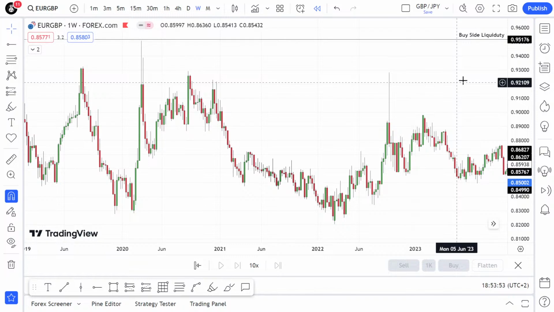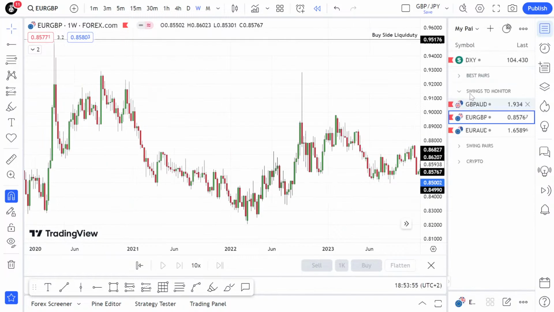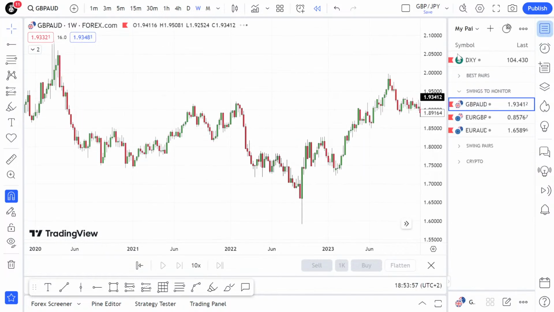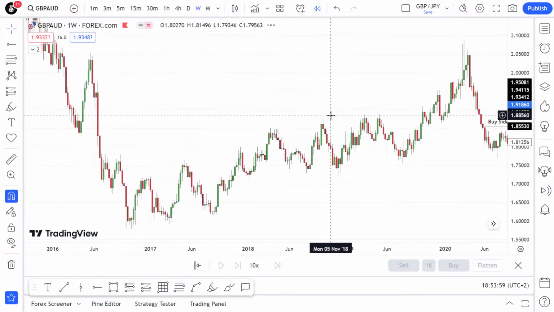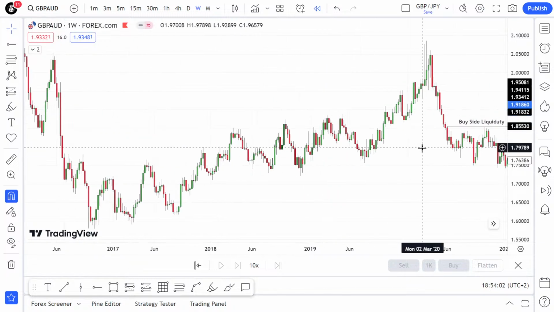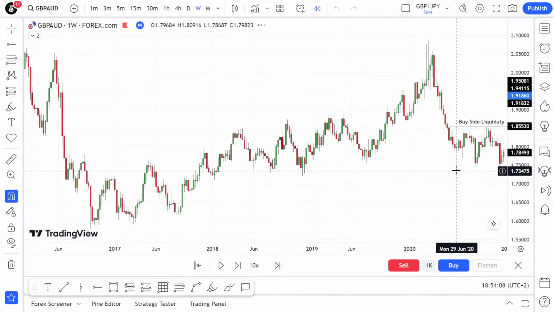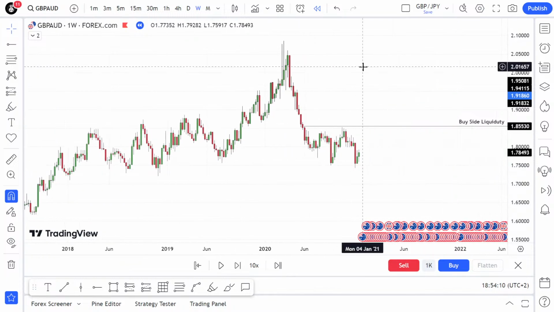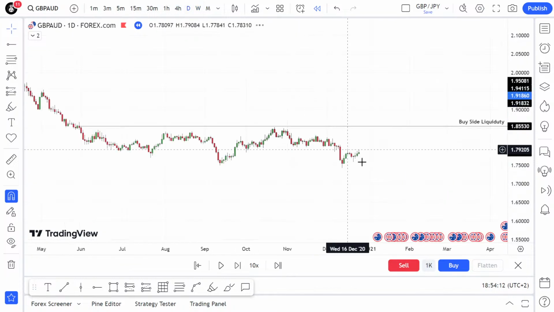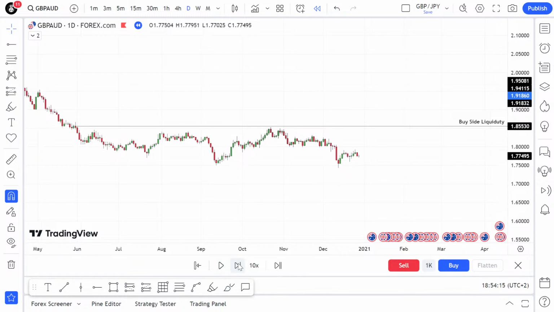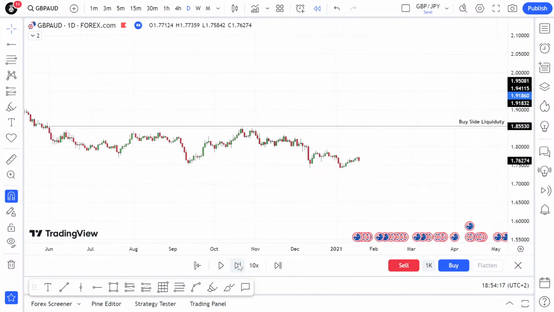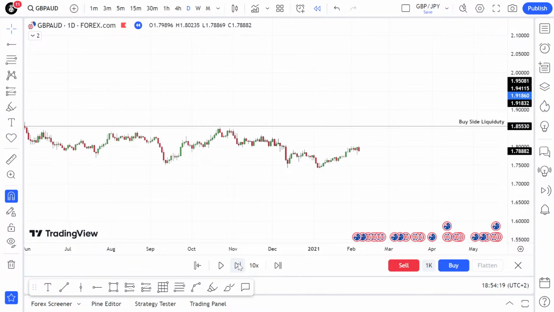Oh fuck. Accidentally changed the pair. Where were we? Was it here? Yeah, it was here, man. Sick. So we wanted to see that being stepped out.